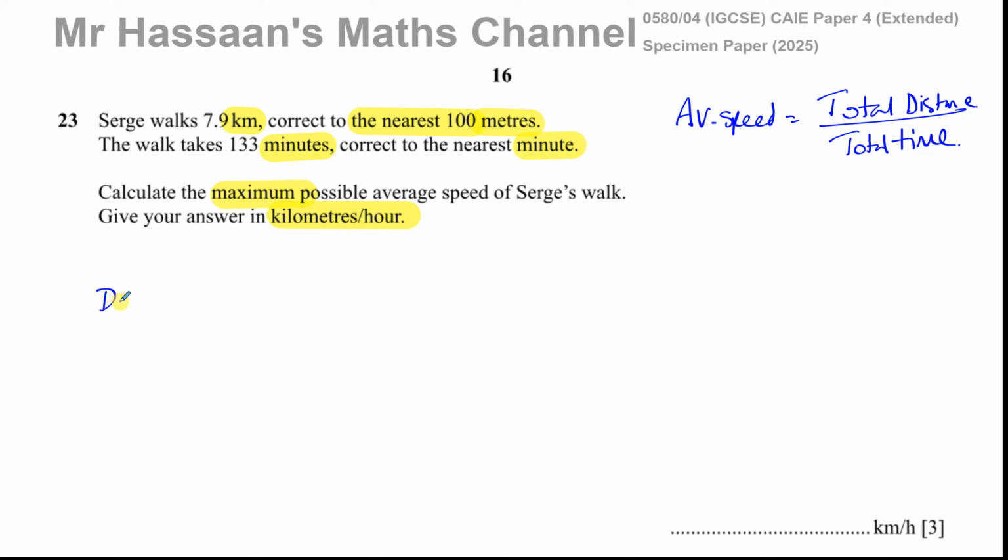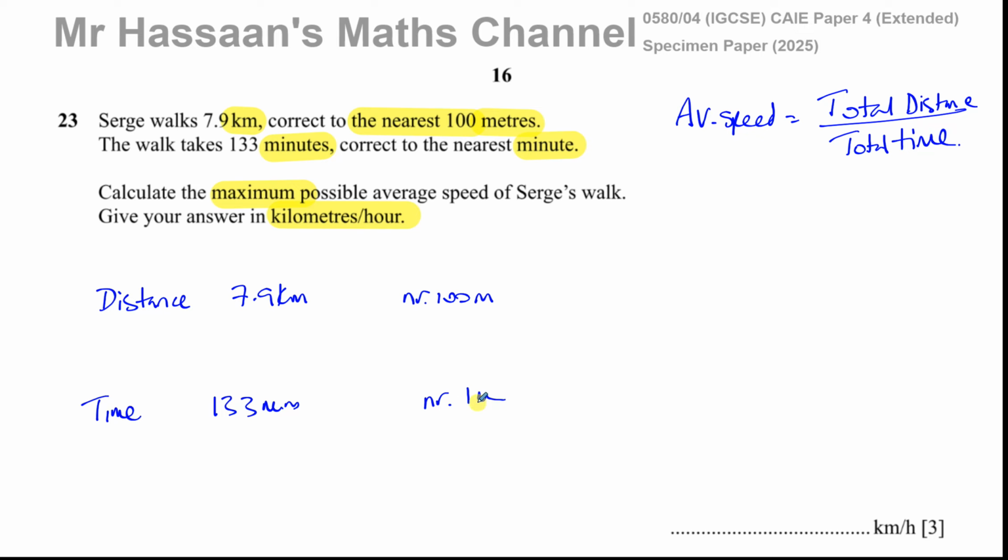So we have a distance of 7.9 kilometers, and this is to the nearest 100 meters. And we have a time which is 133 minutes, and this is to the nearest minute, so the nearest 1 minute. Now let's deal with the minutes first because that's easier.